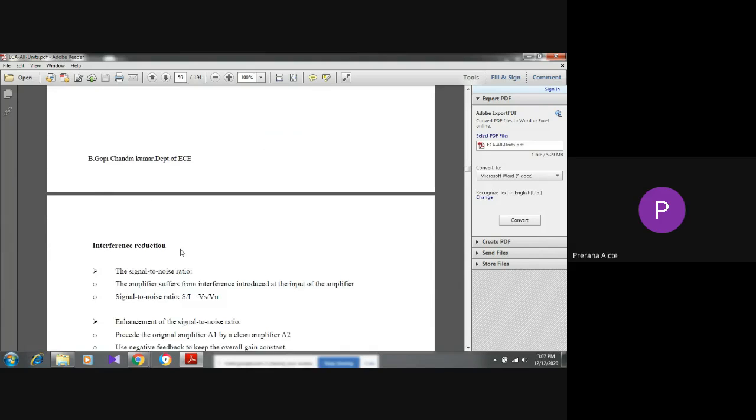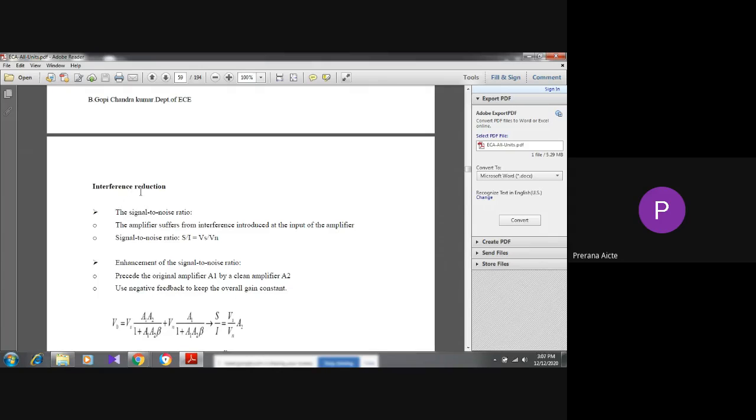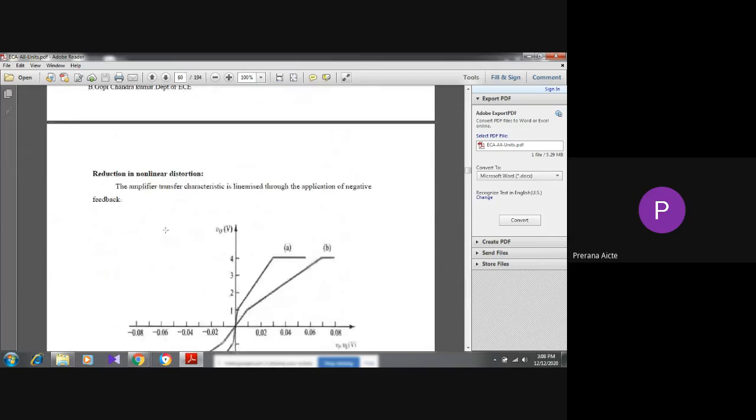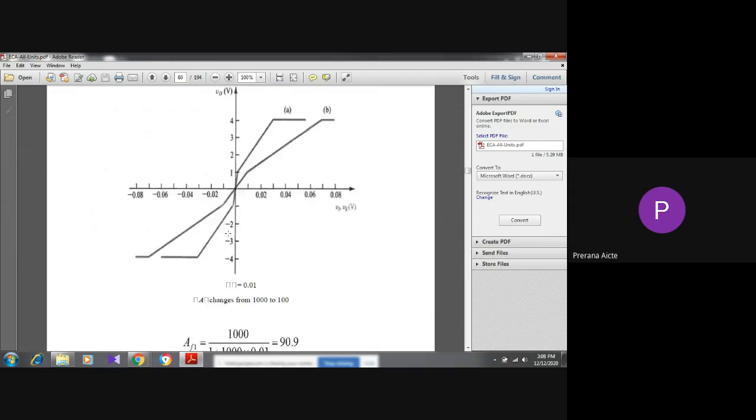Next, interference reduction. Interference means nothing but noise. So we can reduce the noise, we can decrease the distortion or noise. That is another feature. We also have reduction of nonlinear distortion. In negative feedback we can decrease the distortion.